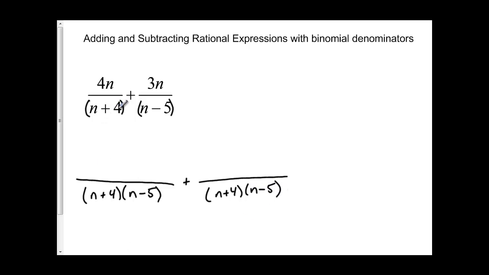In order to make this an equivalent fraction, what I need to look for is which factor in my denominator is not present in the original question. So I have an n plus 4, but I don't have an n minus 5, so I'm going to need to include that in the numerator as well. So I have 4n times n minus 5. Same thing on this one. The denominator already has an n minus 5, but it didn't have an n plus 4 to begin with, so I've got 3n and then n plus 4. Now I've created equivalent fractions with a common denominator.